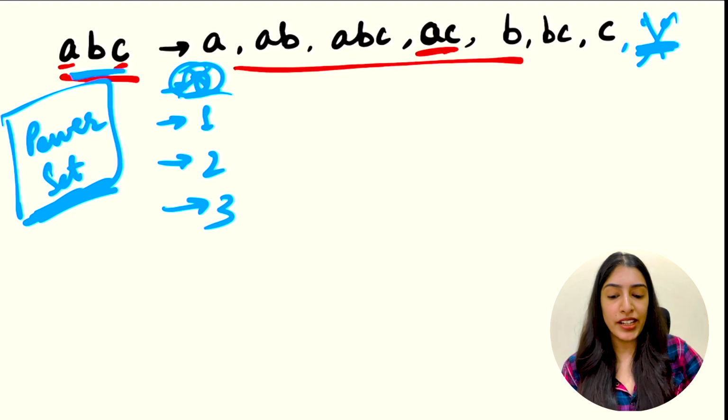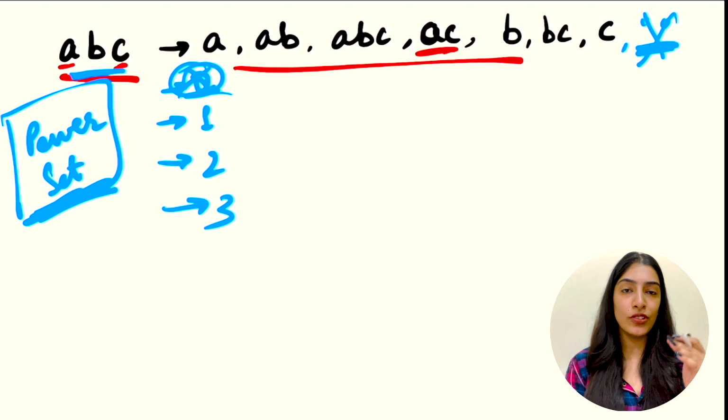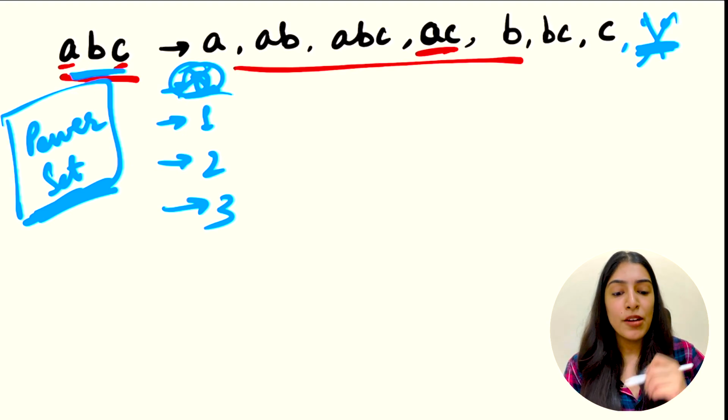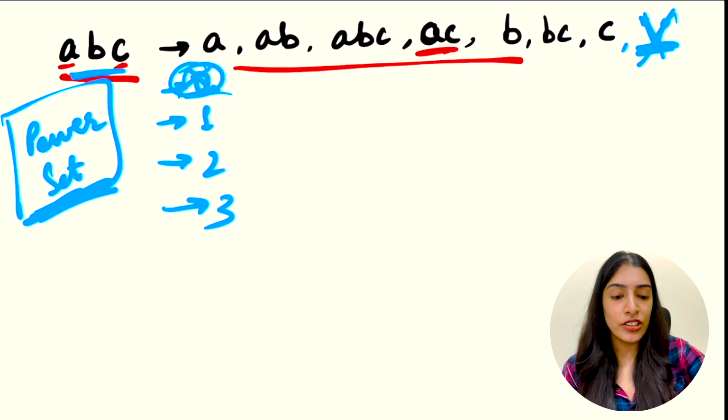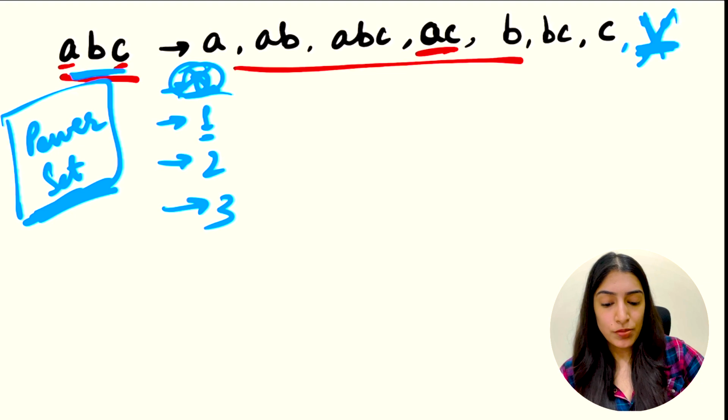So some people might include that in this power set, some people might not include it. By definition it should be included. So you can ask an interviewer whether you want it to be included or not, but in the question that we are given it is not included, so we are not going to take it.